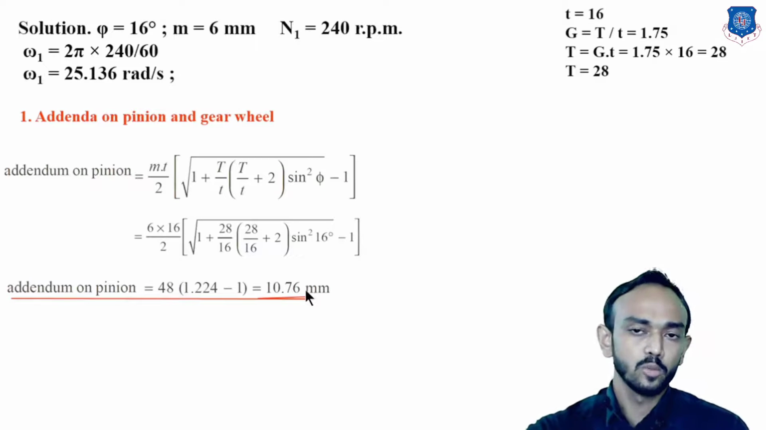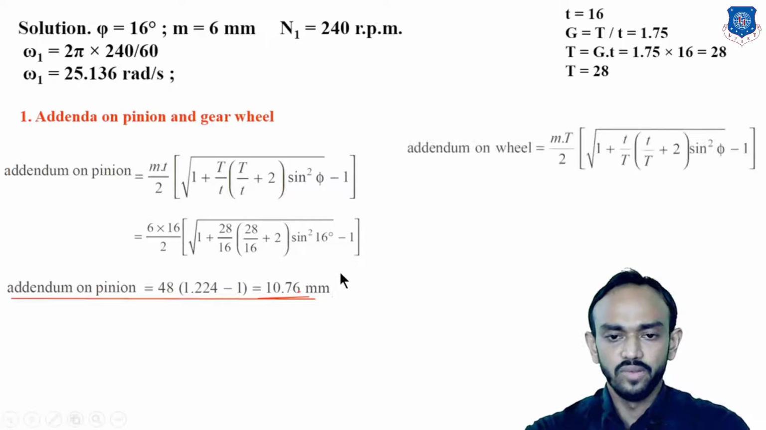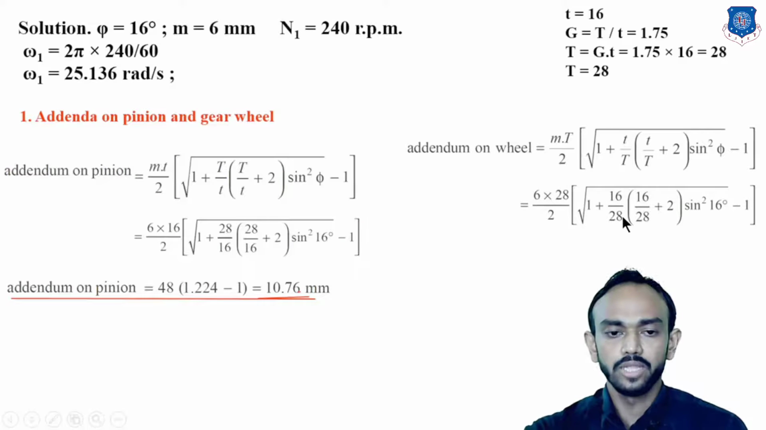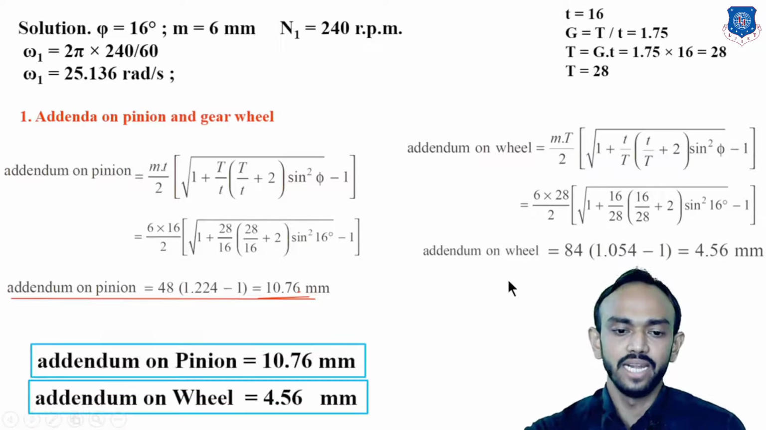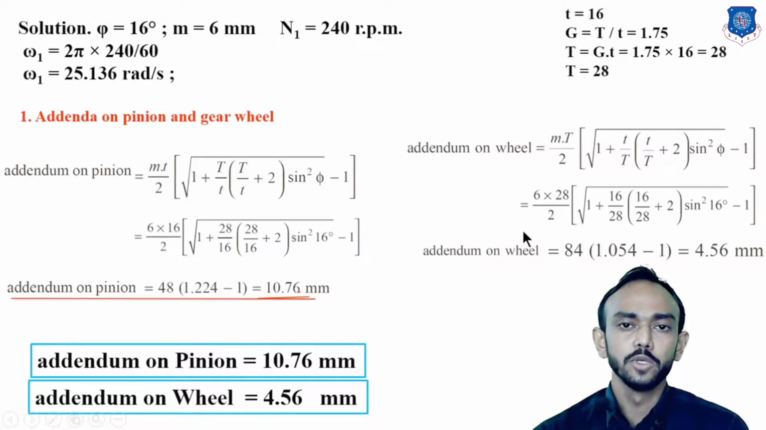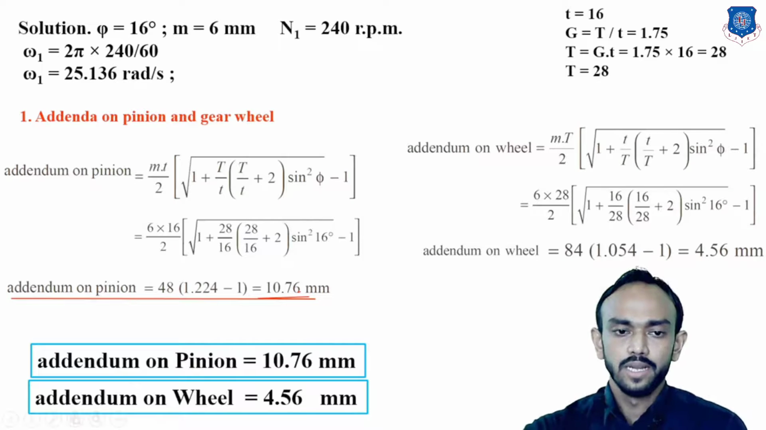And you know that the same formula can be used for the wheel. Same type of formula is there. So we will find for the wheel M capital T by 2, and putting all the values, you will find the addendum for the pinion and wheel. Okay, it is very useful. We will use this data in our further derivations. Okay, let's start.